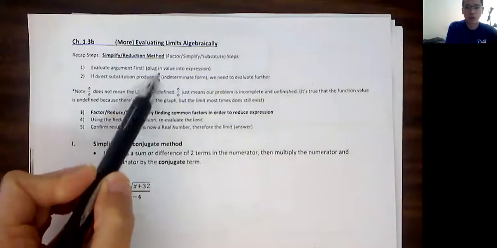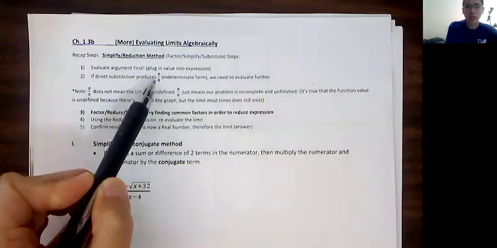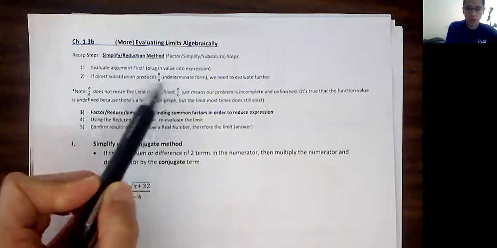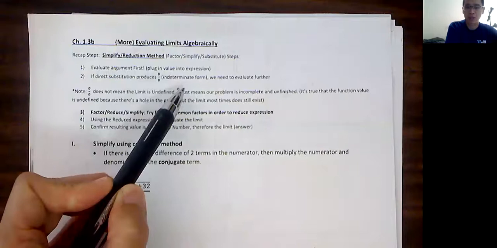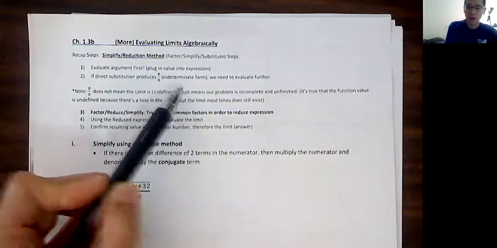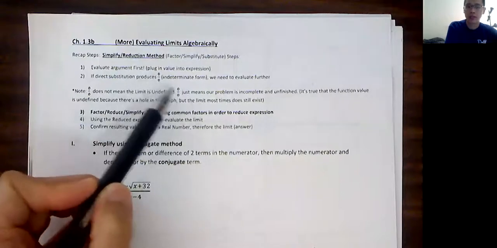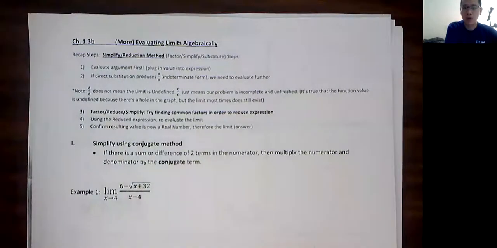come across 0 over 0, which indicates that there's a hole, and that doesn't mean that the limit doesn't exist. It just means that we have to do a little bit of work to clean the expression up so that we can identify where the hole is. We can eliminate the hole, reevaluate, and get to where the limit is on the graph.